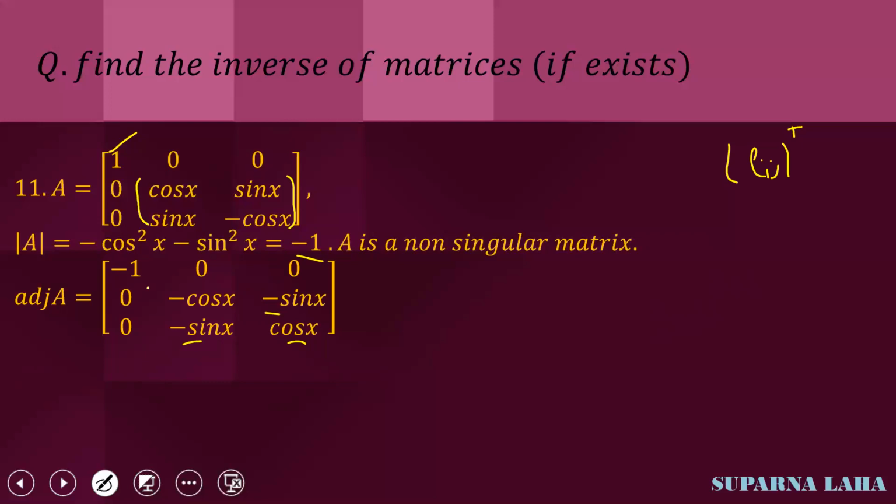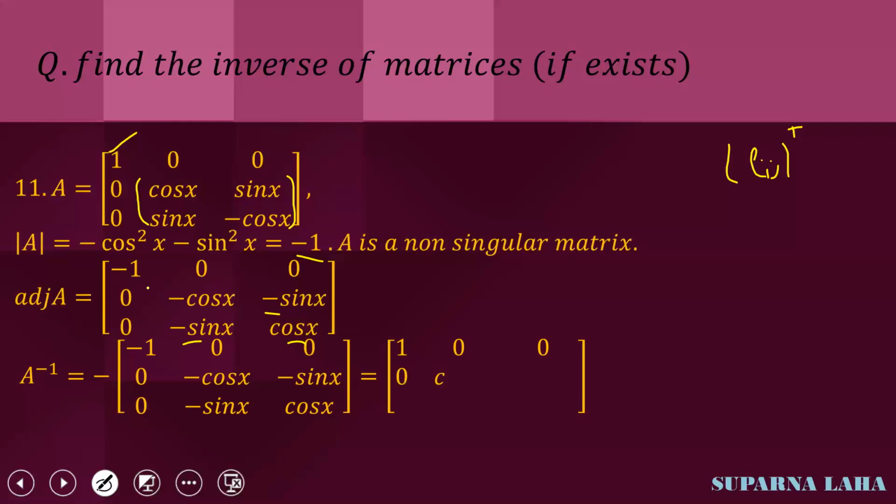Now just take this adjoint and divide it by minus 1. You can take this minus 1 inside of it, or you can leave it outside of it. Here I'm taking it inside, so it will be 1, 0, 0, 0 cos x sin x, and 0 sin x minus cos x, same as A.